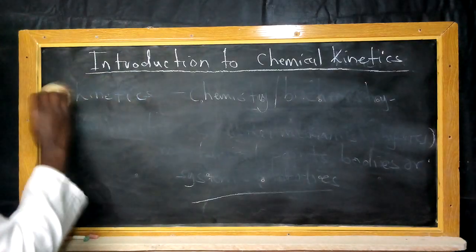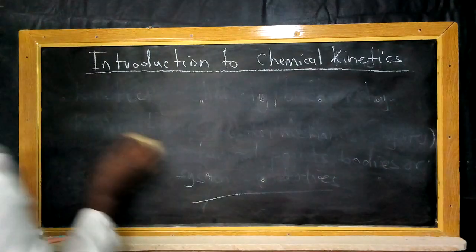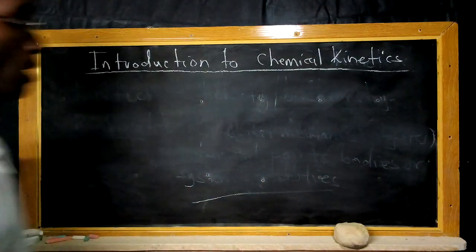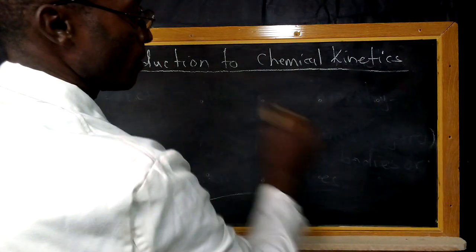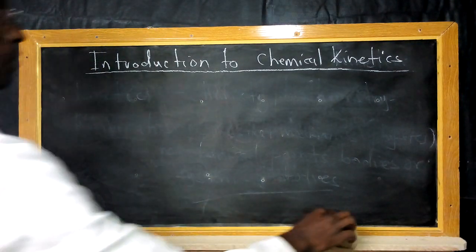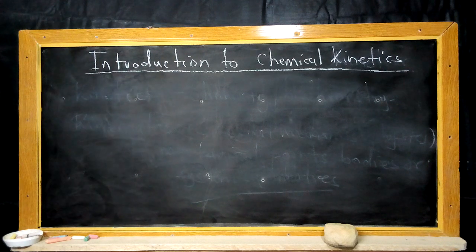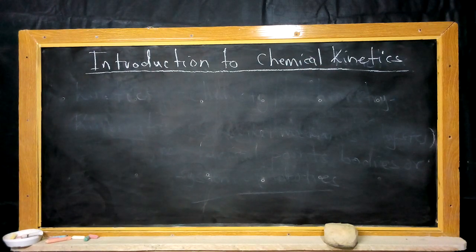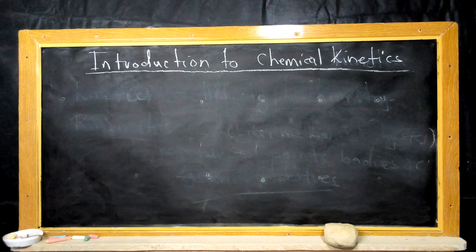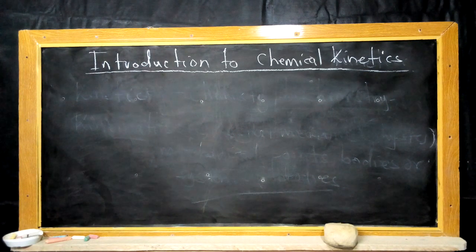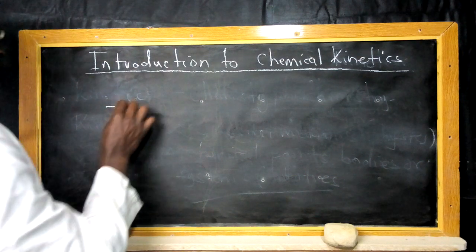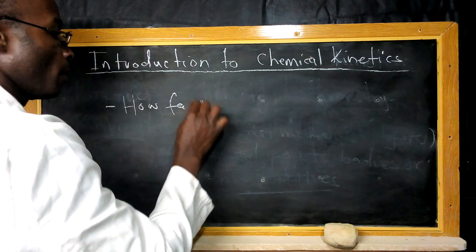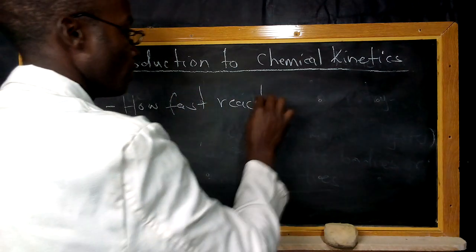So in that case, we can look at our topic, which is Introduction to Chemical Kinetics. In essence, as we have said, kinetics is the study of the measure of the rate of chemical reactions. Chemical kinetics in that sense refers to the study of the rate at which chemical reactions take place. So when we are studying kinetics, we're going to look at how fast a reaction takes place.